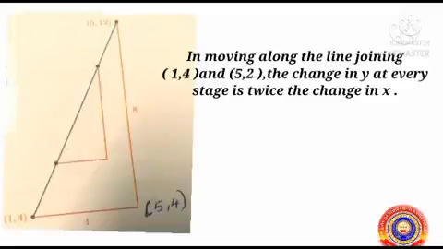As we move along the line joining 1, 4 and 5, 12, the x coordinate increased by 4 and y coordinate by 8. In other words, the y change is twice the x change, and the same is true for any 2 positions on the line. Thus, in moving along this line joining 1, 4 and 5, 12, the change in y at every stage is twice the change in x.